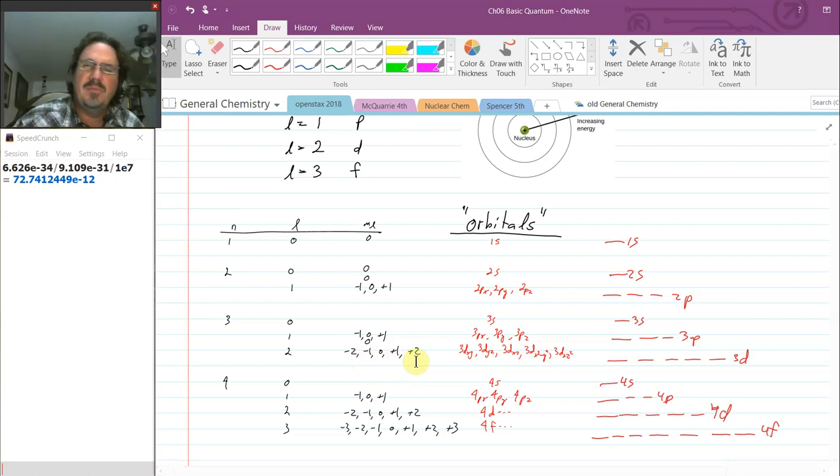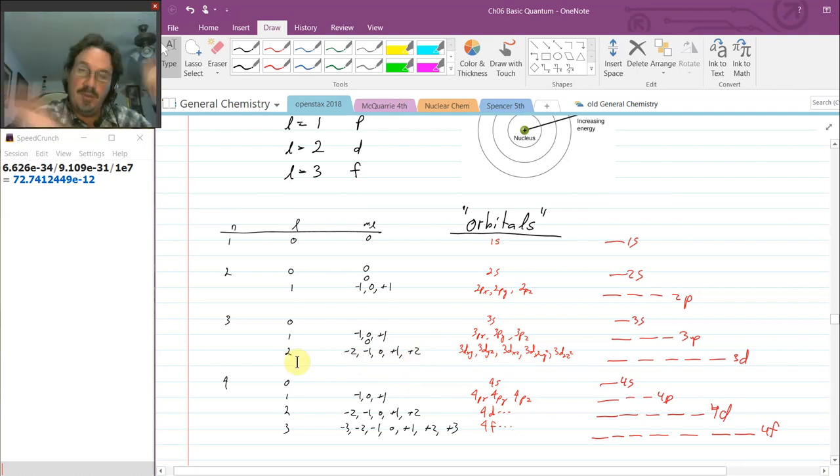I can't simply call that dx, dy, or dz, because that's only 3. I actually have 5 equivalent orientations in the full 3-dimensionality to talk about there. And so that's a little trickier. They do have labels. You don't have to worry about these labels, but like 3d xy, 3d yz, xz, x squared minus y squared, or 2z squared. So these are just the labels that they give for the 5 different orientations. What you need to know is that there are 5 of them.